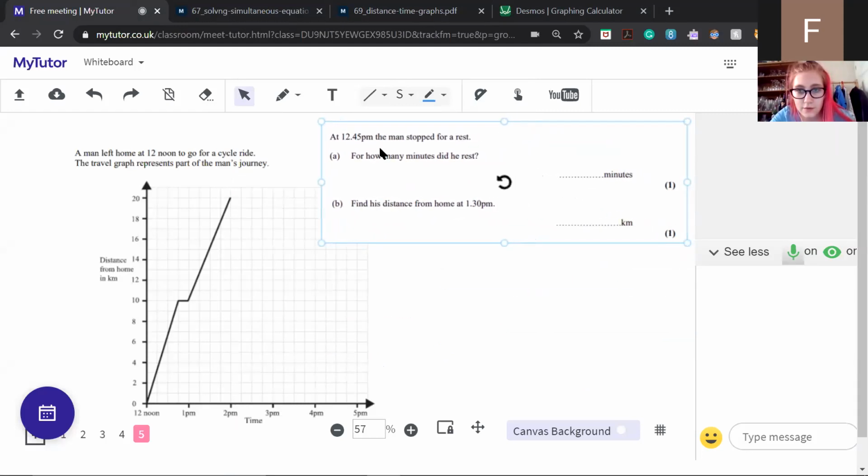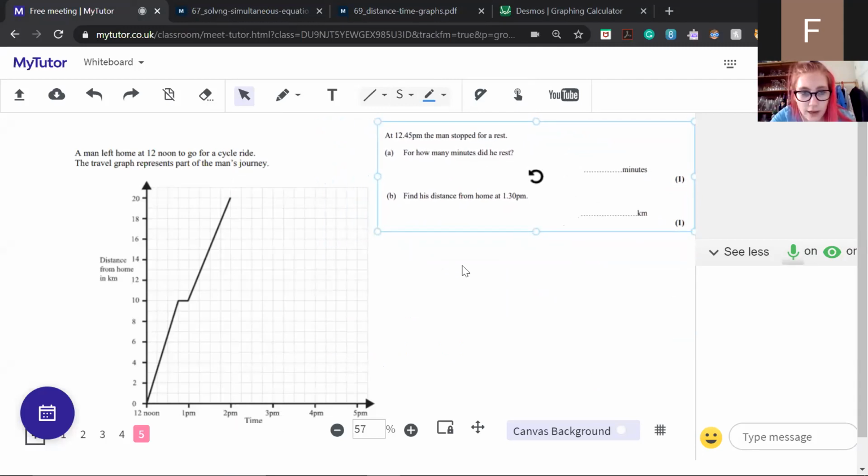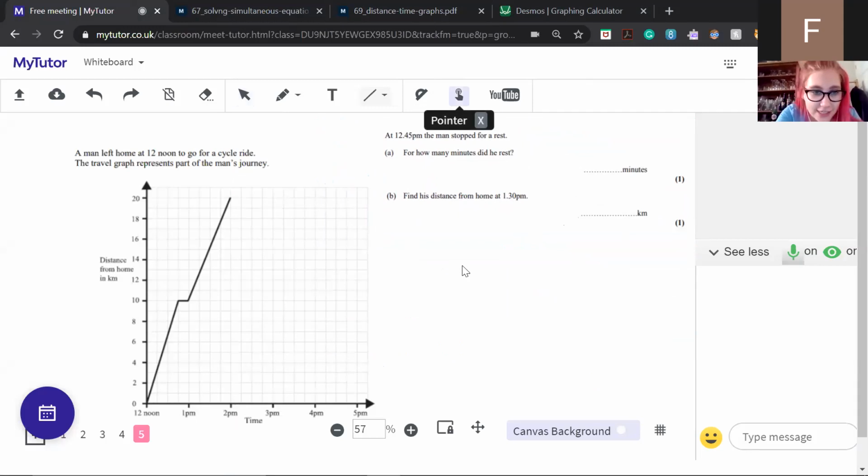So at 12:45, he stopped for a rest. For how many minutes did he rest? So this is what we pointed out here. Another good thing to do is to work out the scales. So we can tell here that each box is 1 kilometer. And we can tell here that each box is 15 minutes because there are 4 boxes in between each hour. So we've got 12:45 is here where he stopped for a rest. He stops until 1. So that's a 15-minute rest.